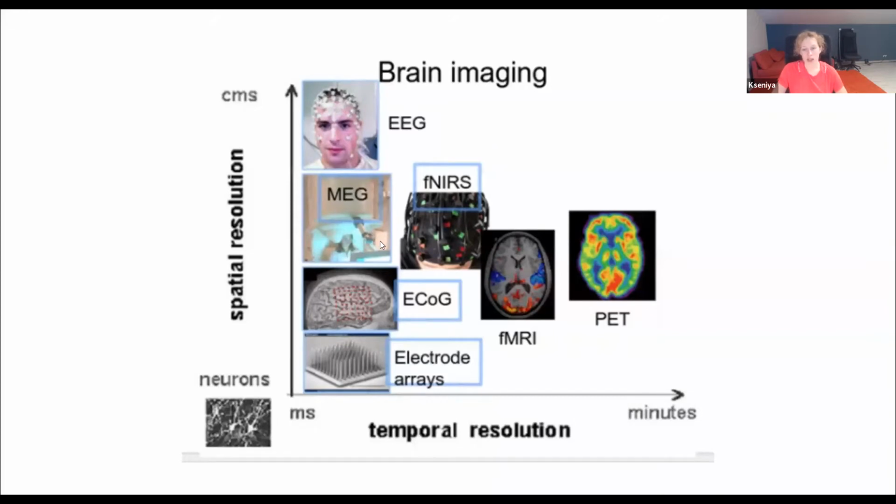So it means that we need to damage the brain. Invasive means we should destruct some structures, some neurons in the brain.